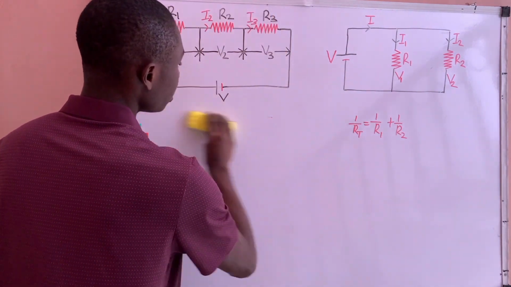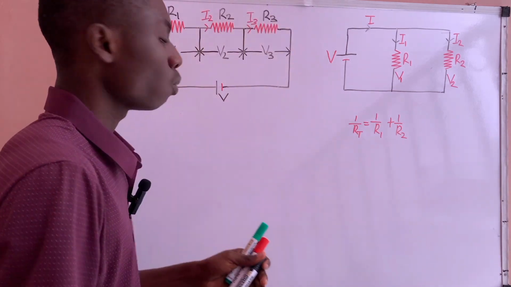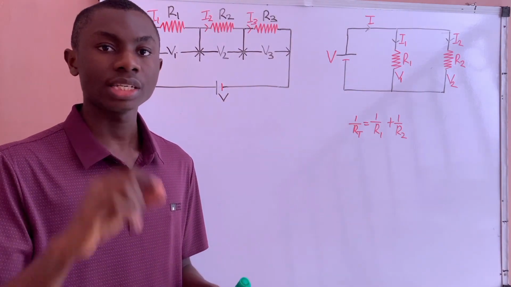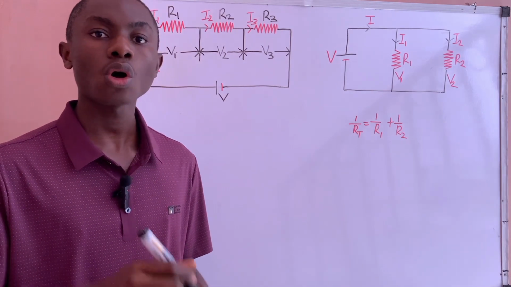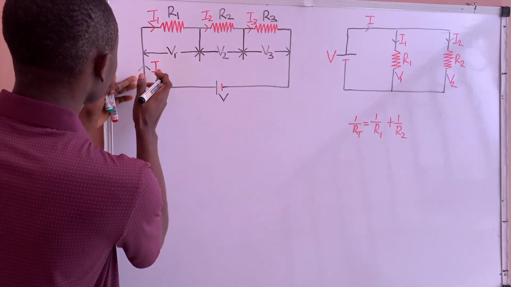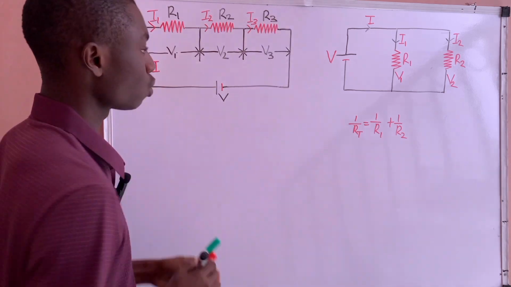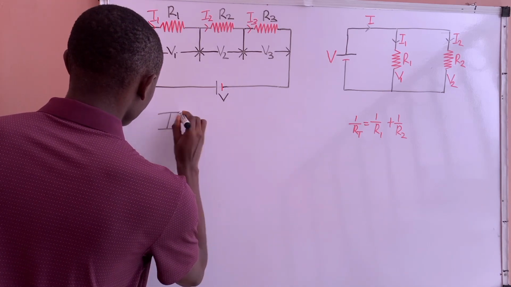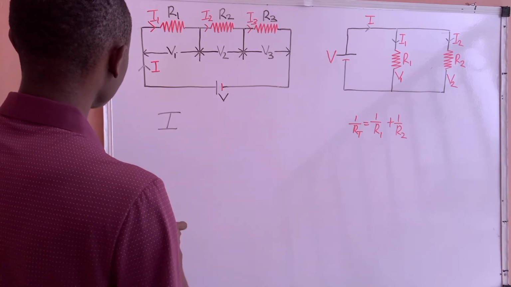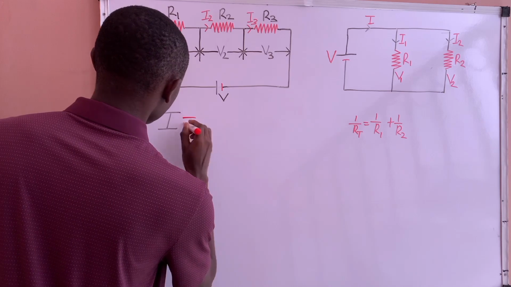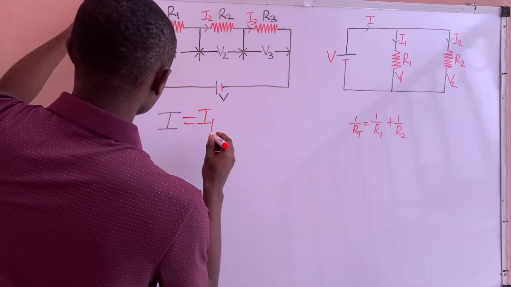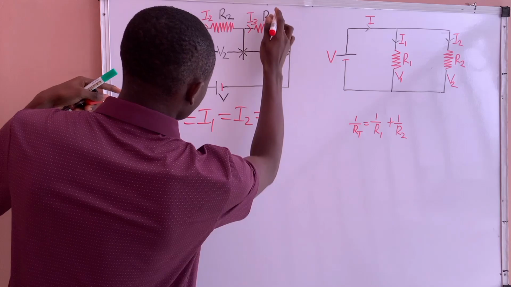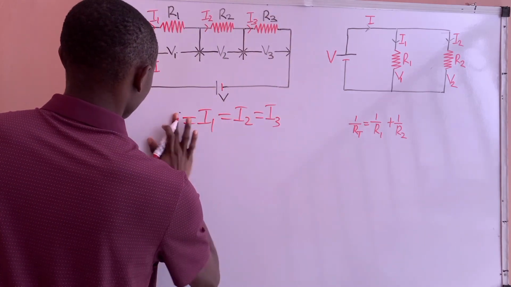Okay, for this series circuit, we will recall the properties or behavior of a series circuit. We know that in a series circuit, current is the same, which means I is the same throughout the network. So we can write that I, which is the total current, is equal to I1, which is equal to I2, and is equal to I3.